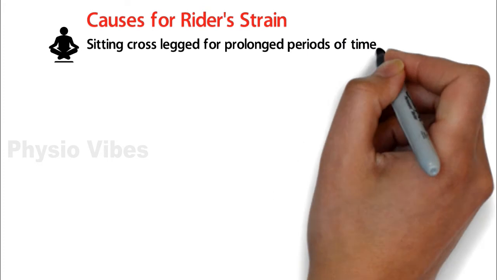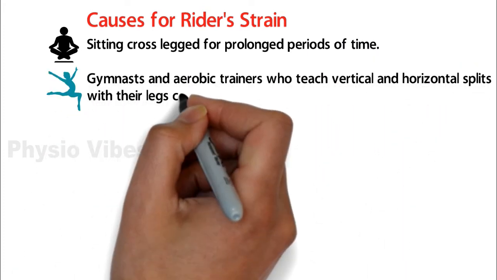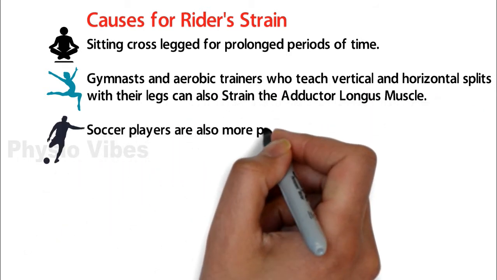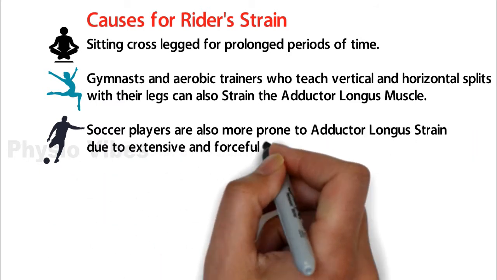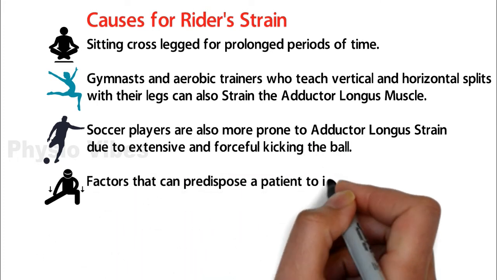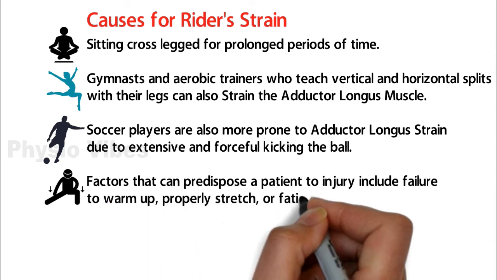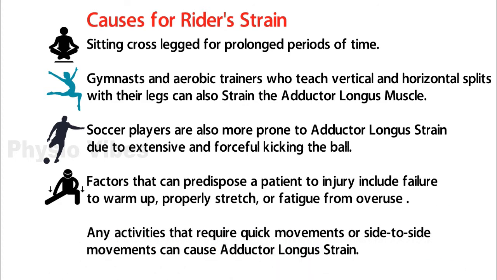Causes for rider's strain. Sitting cross-legged for prolonged periods of time. Gymnasts and aerobic trainers who teach vertical and horizontal splits with their legs can also strain the adductor longus muscle. Soccer players are also more prone to adductor longus strain due to extensive and forceful kicking of the ball. Factors that can predispose a patient to injury include failure to warm up, properly stretch, or fatigue from overuse. Any activities that require quick movements or side-to-side movements can cause adductor longus strain.